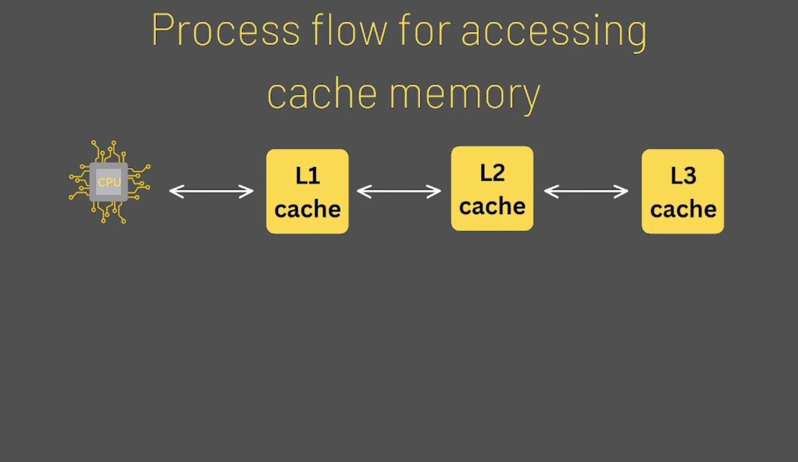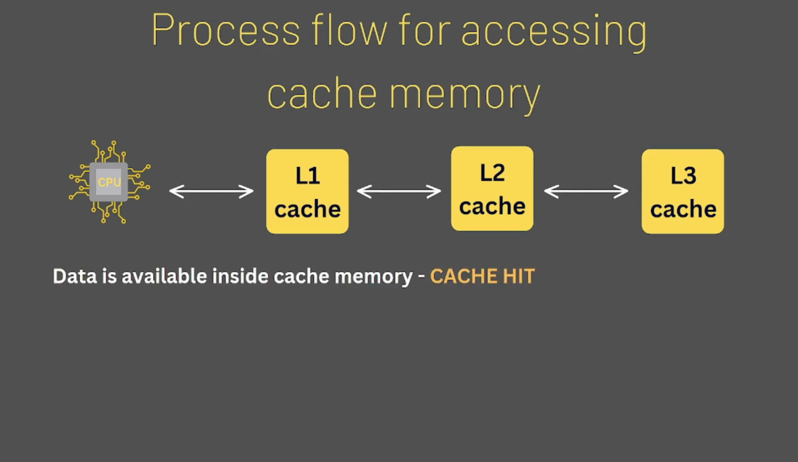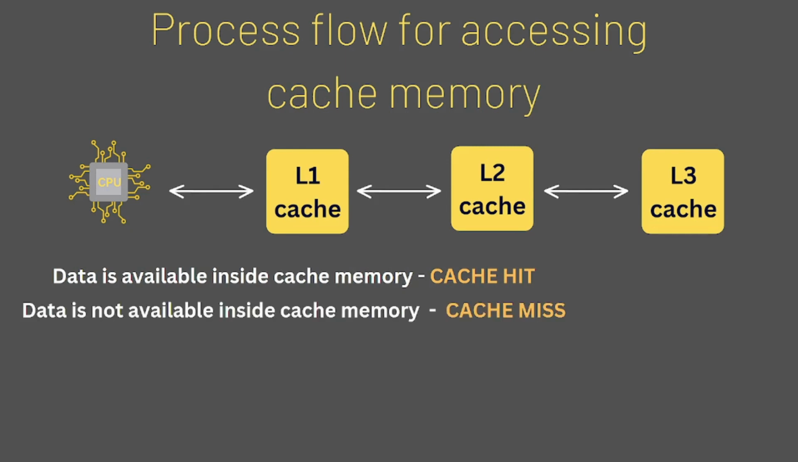So moving forward, let us clear some concepts about cache memory. If the data inside the cache memory is available, then it is known as a cache hit. And if the data is unavailable inside the cache memory, then it is known as a cache miss.